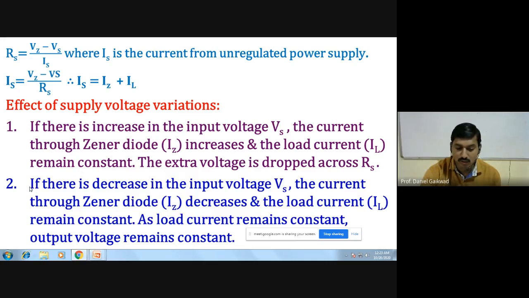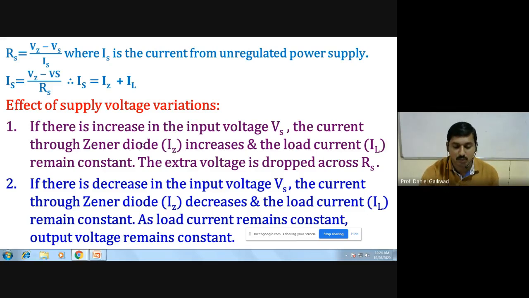Now check carefully number second. If there is a decrease in input voltage, the current through the Zener diode decreases, and the load current IL remains constant. The same process will happen here. If there is a decrease in input voltage, suppose Vs decreases, then Is also decreases, and due to the decrease in Is, there is a decrease in Zener current, and accordingly the load current IL should remain constant here.